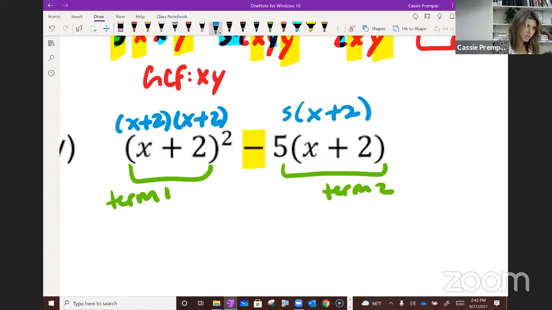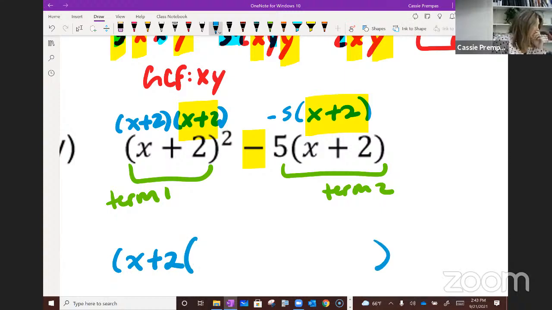But I am looking for a GCF. So, or I could say minus 5, x plus 2. What would both of these share? Good, they both share an x plus 2. So since I have that factor in both terms, I can factor it to the outside. So I'll take out that x plus 2, and then I'm going to group what remains. Yes, the GCF is x plus 2.